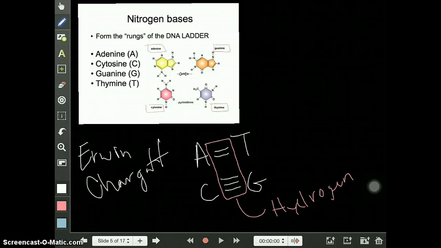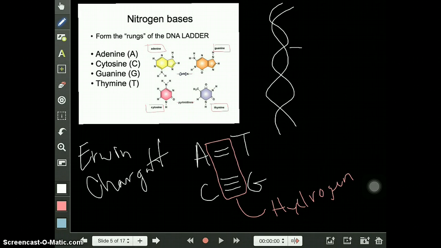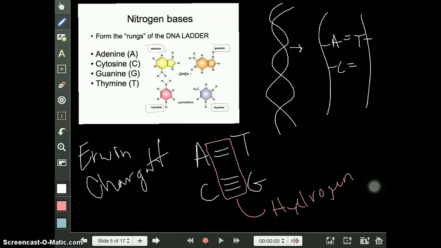So whenever we see a DNA strand, so if I'm looking at my DNA strand here, and if I was to zoom in on this, I'd see my strands here. If this is an A, it should have a T next to it. If this is a C, it would have a G next to it. Okay?